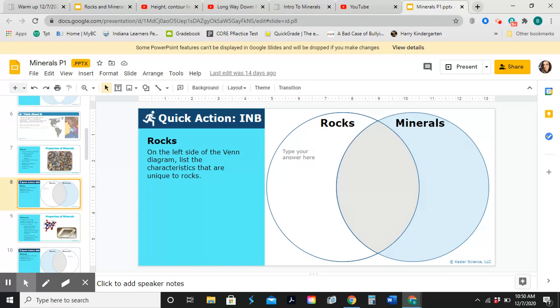Rocks. On the left side of the Venn diagram, you will list the characteristics that are unique to the rocks. So you can go back to slide 7 and look at those characteristics, and list them there. I need at least 3 of them.